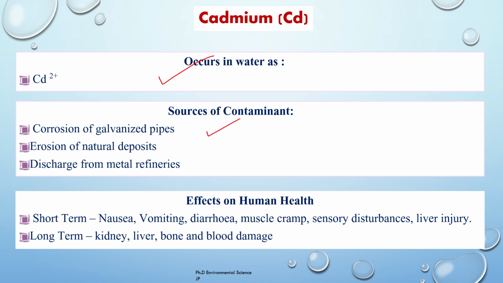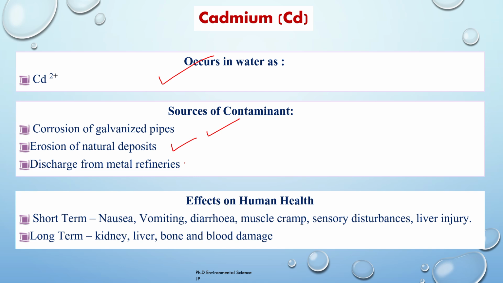Galvanized pipes are coated with a layer of zinc to prevent rusting. Over time, this zinc layer can corrode and release cadmium, which may have been present as an impurity in the zinc coating, into the water supply. Erosion of natural deposits. Cadmium naturally occurs in the Earth's crust. Through weathering and erosion of rocks and soil, cadmium can leach into groundwater and surface water bodies.